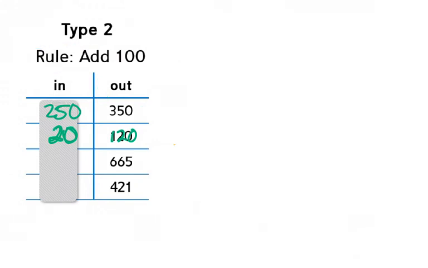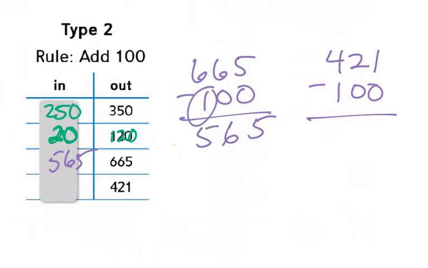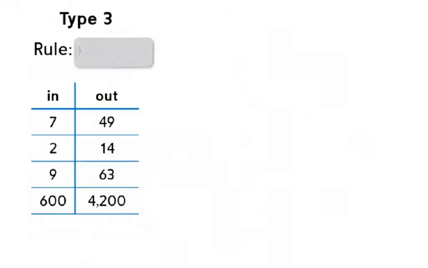So remember, we're going to do the opposite. So 665 minus 100 and 421 minus 100. Go ahead and figure it out. What went in? So in the case of 665, 565 went in. Really only subtracting 1 from the hundreds place. And 421 minus 100 would be 321. So that's our second type of what's my rule.